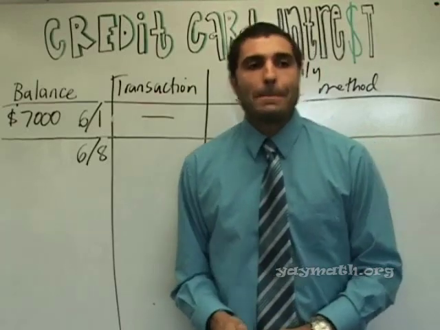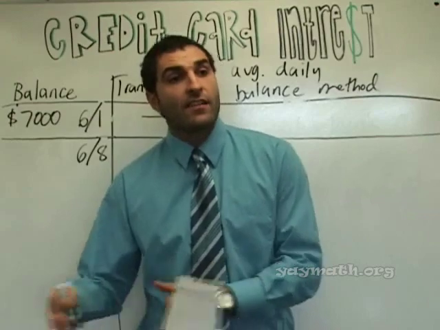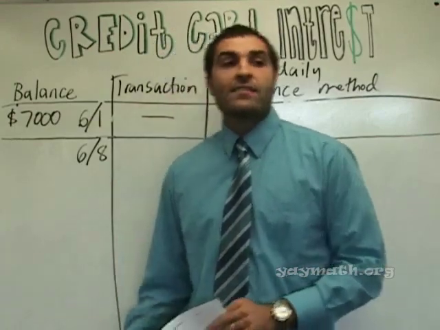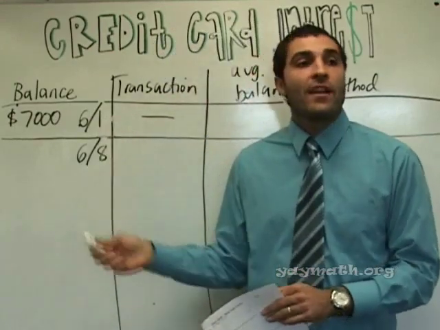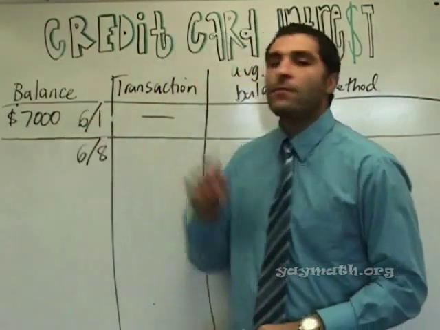Does the average daily balance include interest, or is it just how much you owe? Very good question. No, the interest is assessed at the conclusion of the month, and it decides whether this person paid early, paid late, how much they paid. So far going in, we owe $7,000.